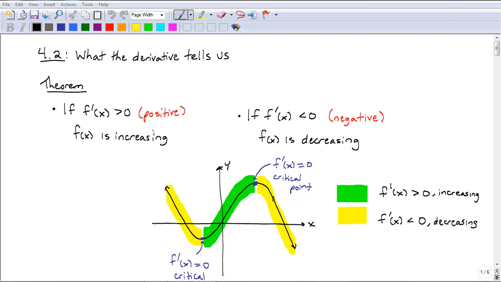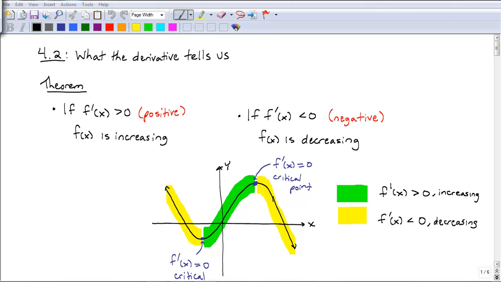So if I pick an x value and plug it into the derivative and I get a positive answer out, well, since it was in the derivative, which was the slope of the tangent line, then that positive answer tells me the slope is positive. So the graph is moving in a positive direction. And if I plug it into the derivative at that point and I get a negative number, it means the slope of the tangent line is negative there, and the graph is moving in a negative direction.